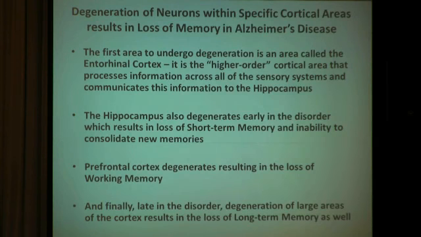So, the first area that undergoes degeneration, because our topic here is learning and memory, the very first area to go is also located in the temporal lobe, and I didn't mention it. Again, I'm trying to keep the jargon down. But when information comes into the visual system, visual cortex, auditory cortex, and these other areas, it all then converges on an area called the entorhinal cortex. It's in the temporal lobe, and it's a cortical area that processes information across all the sensory systems and then communicates this information to the hippocampus.